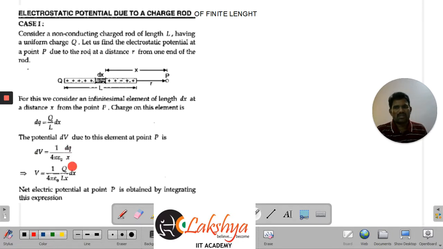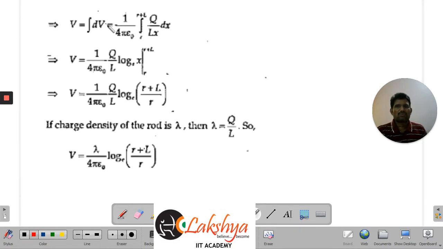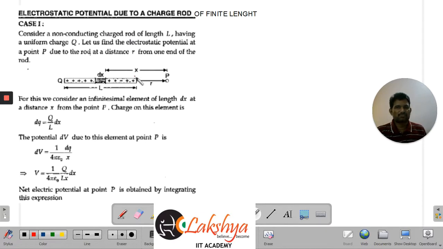Just by integrating that, you will get the net potential at this point by substituting this dq value here. It is just integration. Here you can observe that you will get the integral of dx by x. So the integral of dV is 1 by 4 pi epsilon naught integral of q by L into x into dx from r to r plus L. So let us see the limits here.